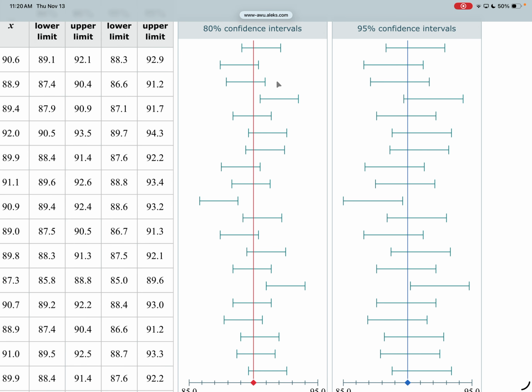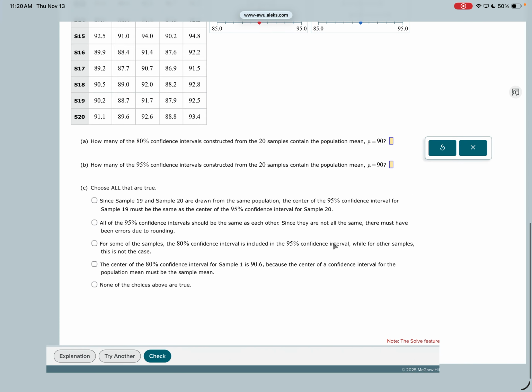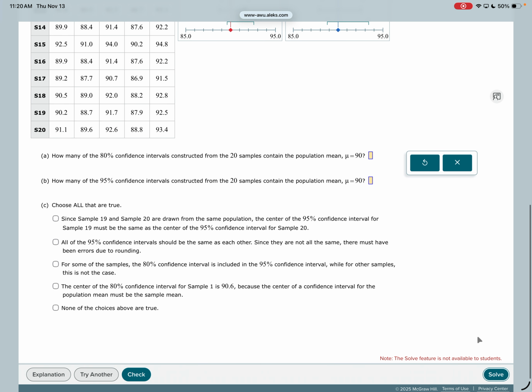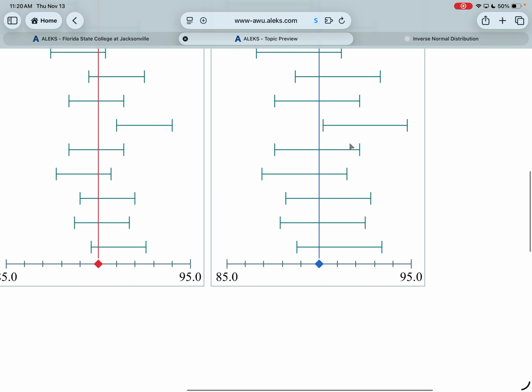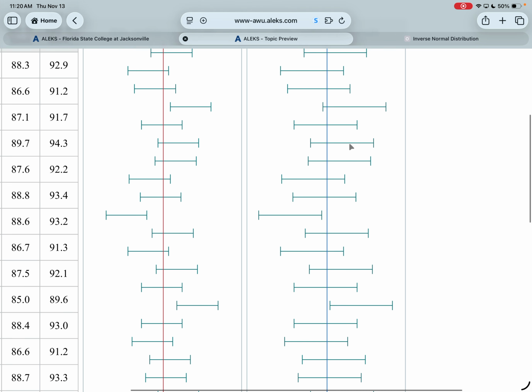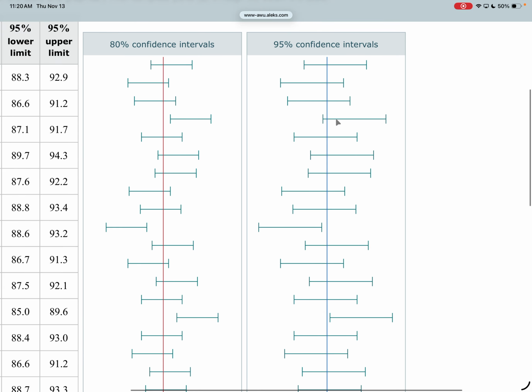So there's 20 different samples. So if I count, I'm not counting. I'm going to cheat and click solve. So there are 17 of the 80% ones. I was trying to find the one that hits right here. 17 of the 80% ones. So there's 17 of these that hit the red line, and there's 18 that hit the blue line, okay?